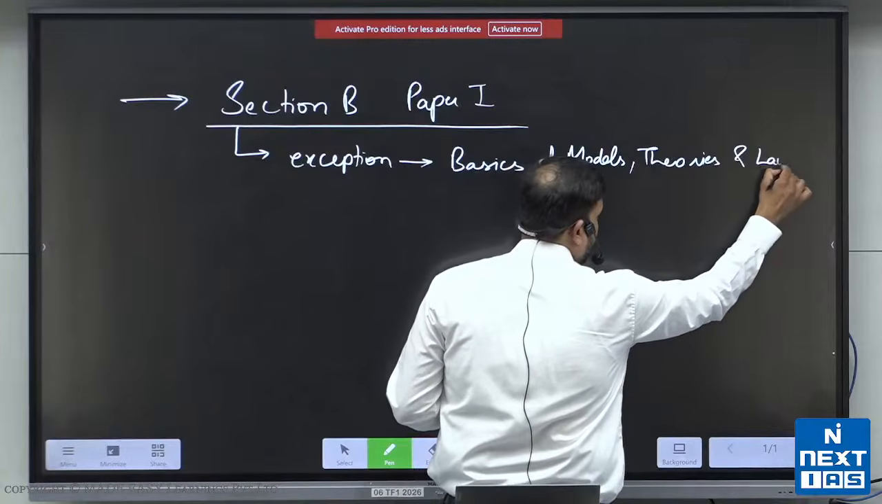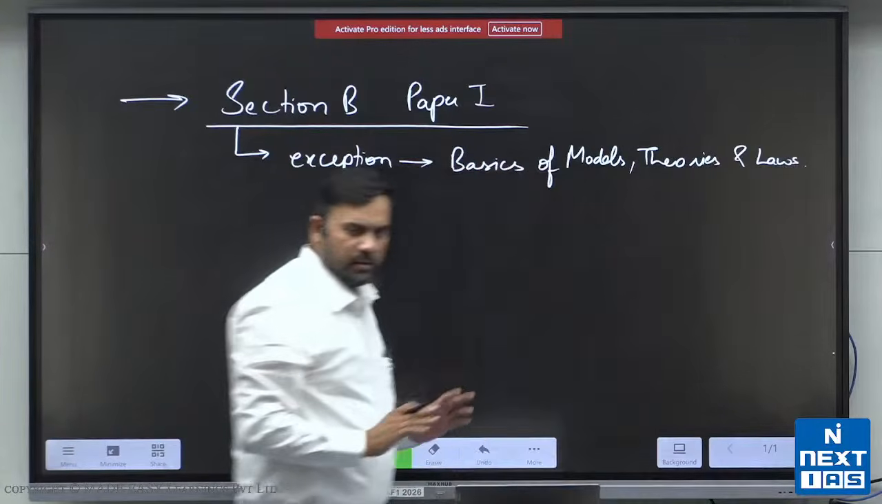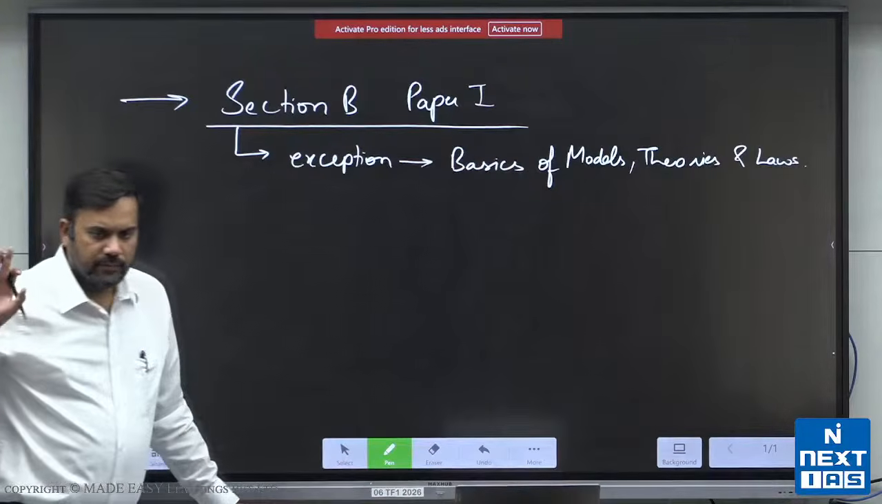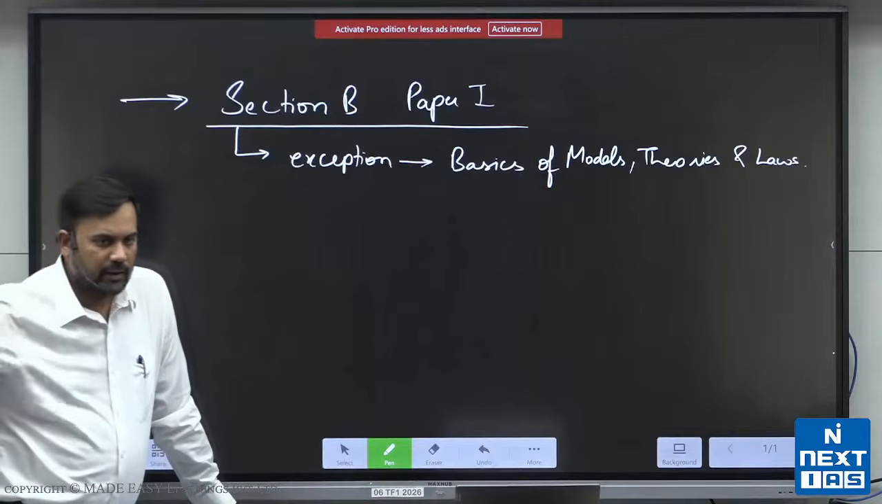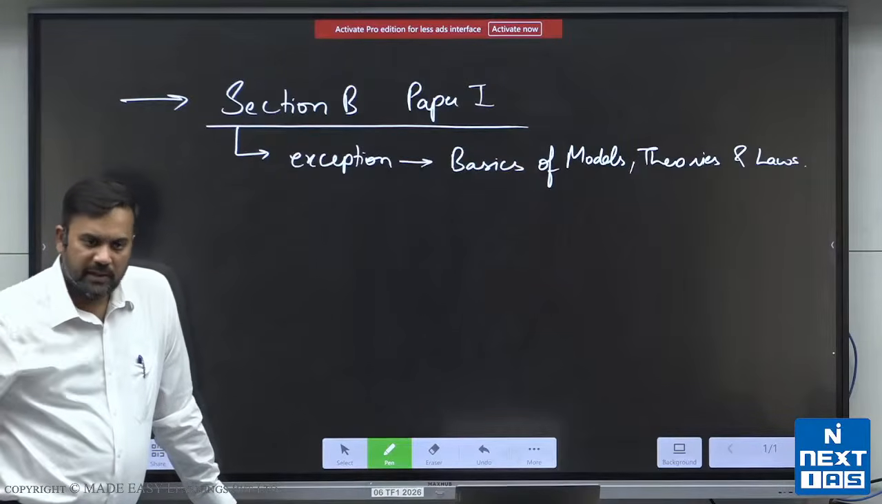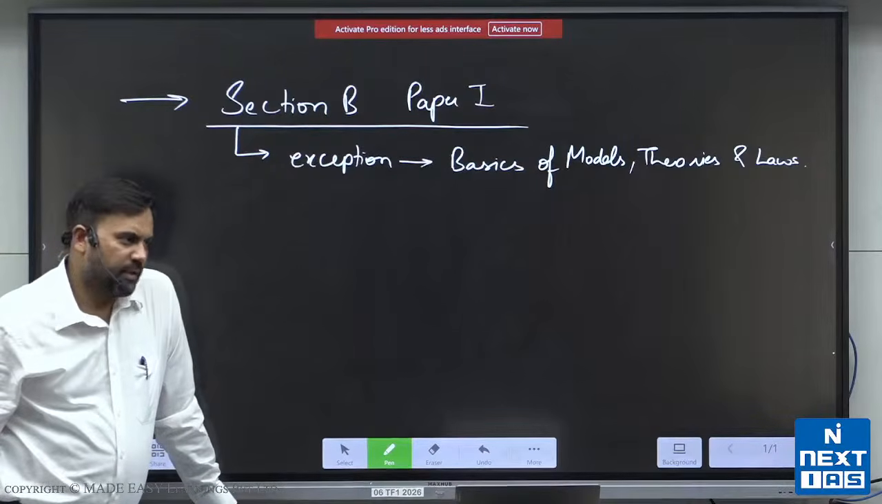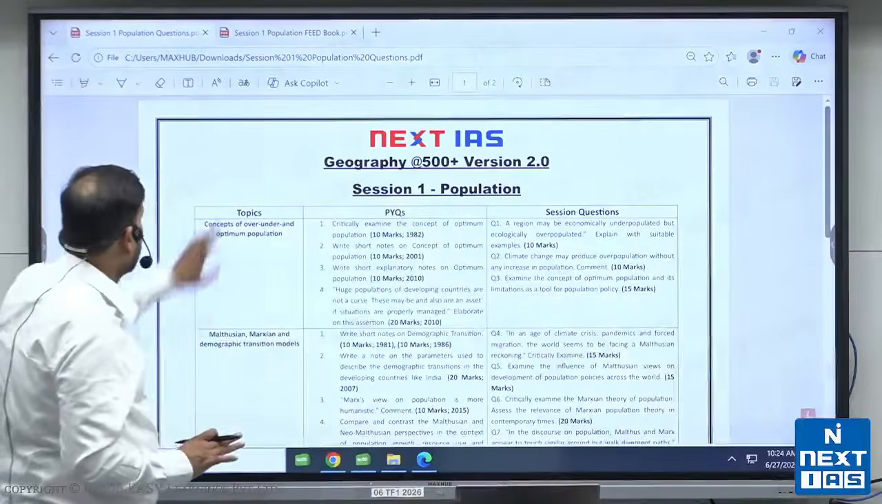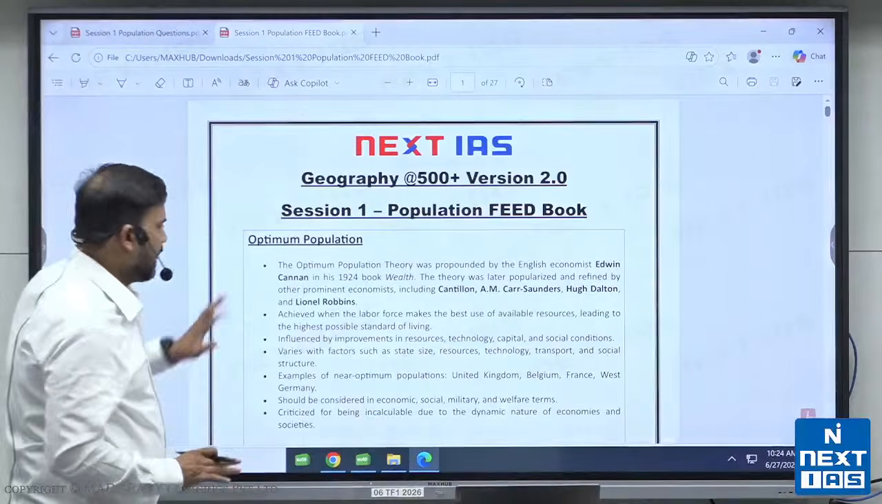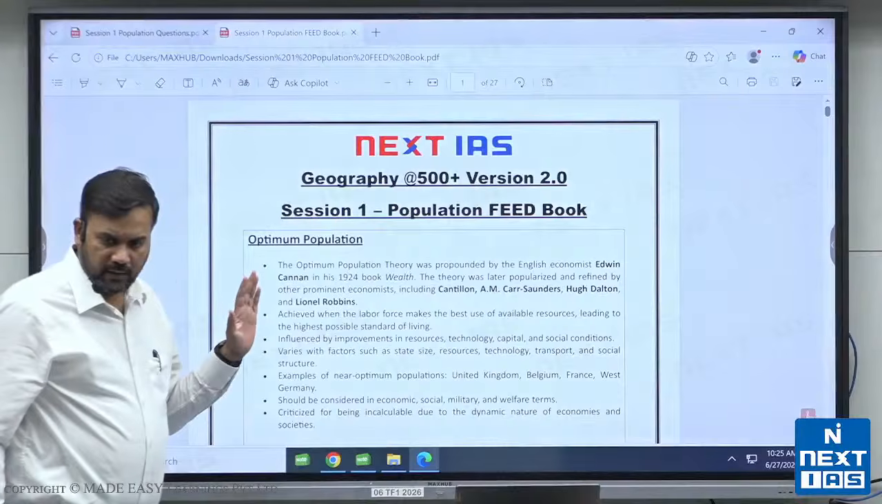This is a topic which I believe is being taught everywhere. If you do not have a book for this, or if you do not have notes for this, go for Majid Hussain, Models in Geography. It is good for this topic. For example, if you look at today's feed book which I will be giving.